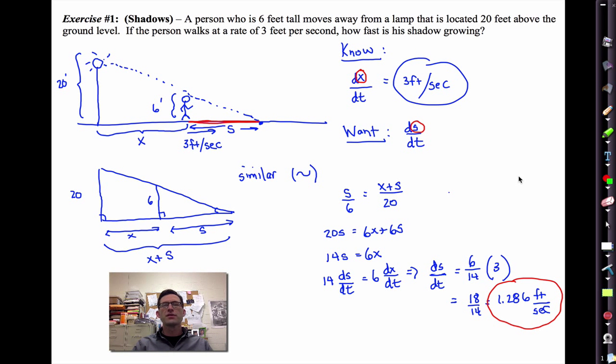One of the things I love about this shadow problem is notice that it doesn't depend at all on how far the person is away from the lamp. In other words, that shadow is going to grow at 1.286 feet per second as long as the person is walking at 3 feet per second, which is kind of cool. It means that the farther you get away from the light, the longer your shadow will get because it's always growing, and it's always growing at that rate if you're walking at 3 feet per second away from the lamp.